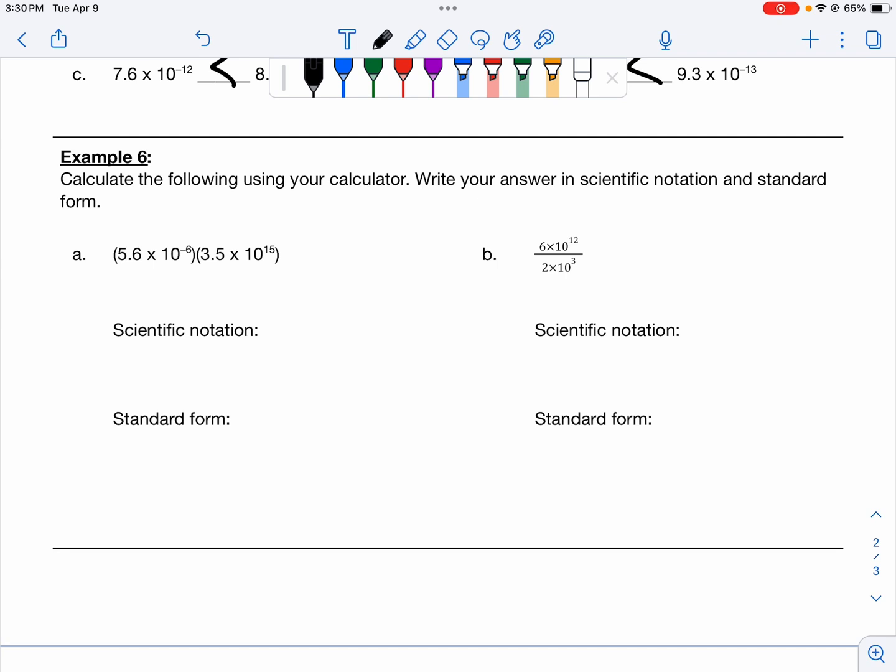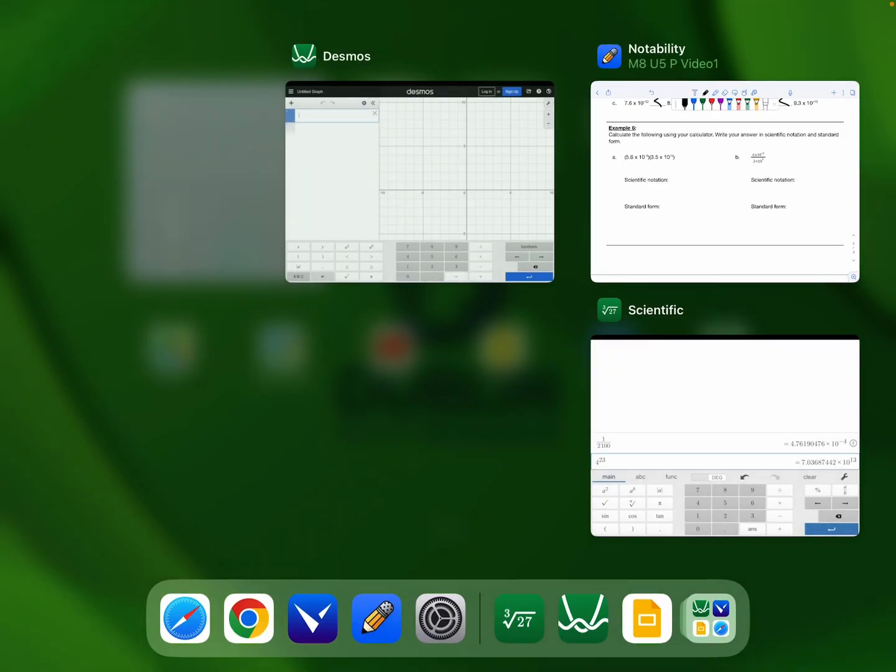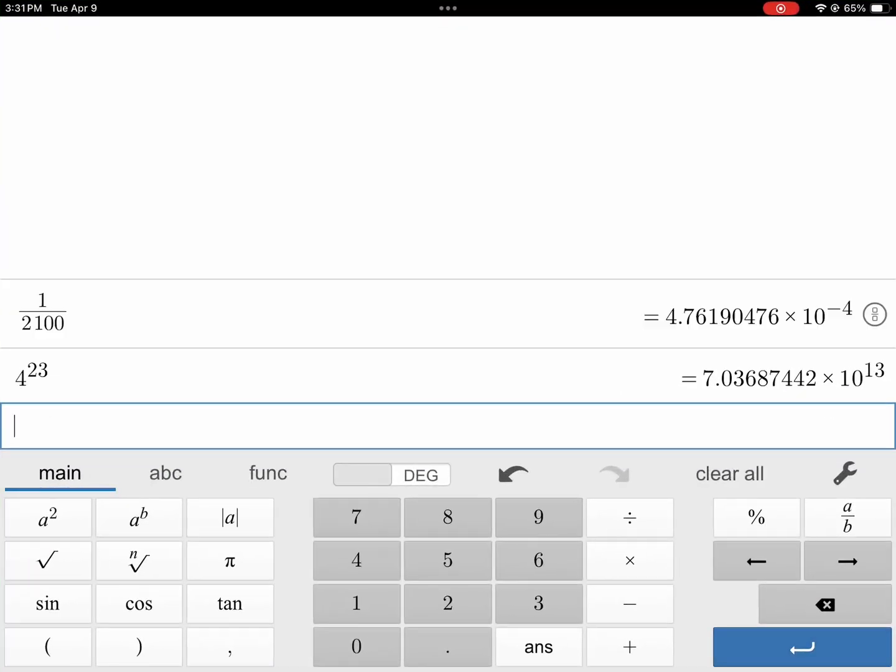All right. In a couple of weeks, we're going to do a lot more conversation about how to do computations, meaning addition, subtraction, multiplication, and division in your graphing calculator or in your calculators and by hand. Today, I'm just going to show you how to do it in a calculator. So we have 5.6 times 10 to the negative 6 times 3.5 times 10 to the 15th. This is very easy to do in a calculator. We're going to type in exactly what we see.